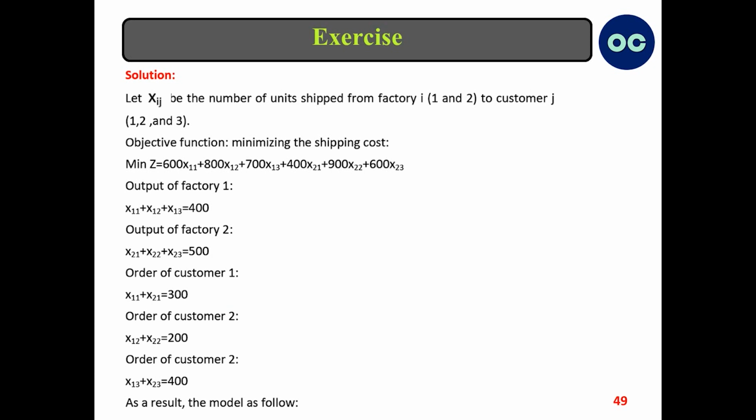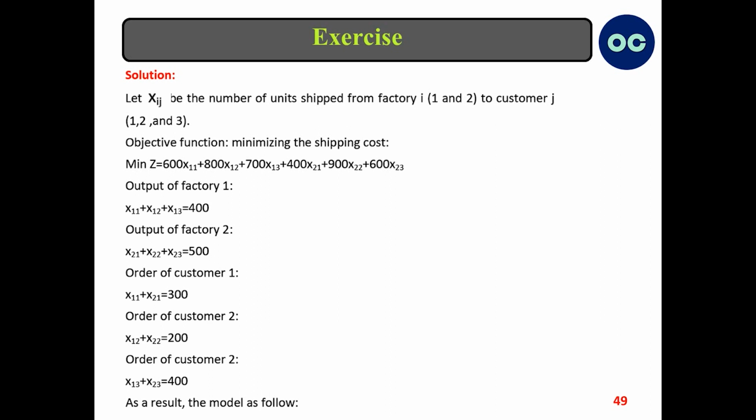We have xij as the number of units shipped from 2 factories, 1 and 2, to 3 customers, 1, 2, and 3. Our goal is to minimize the shipping cost, which is represented by the objective function shown here, and each customer has a certain order to fulfill.